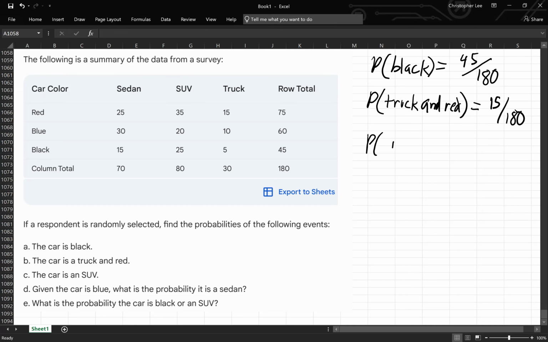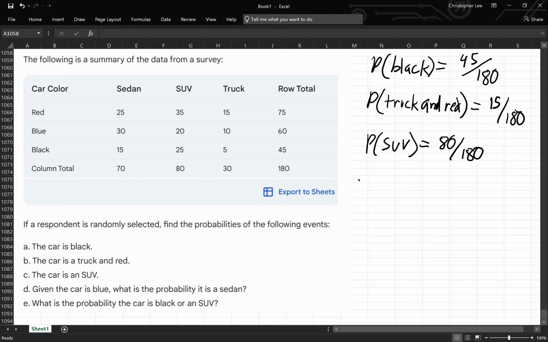SUV, 80 over 180, good. No problem. What about D? Given that a car is blue, what's the probability it's a sedan? Just give me the answer straight. 30 over 60. That's it.